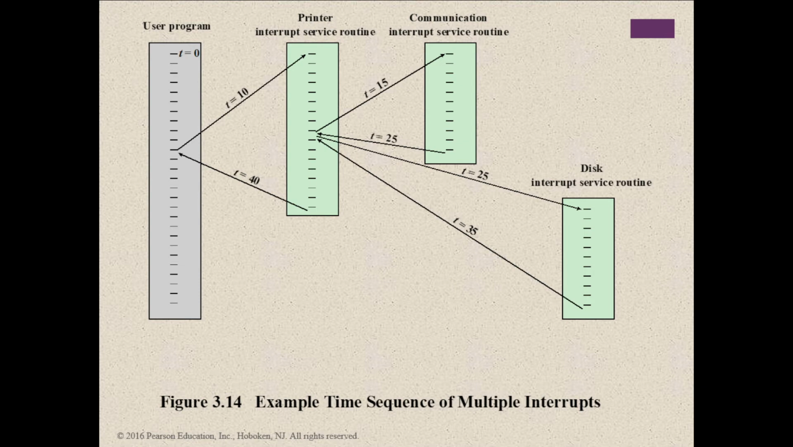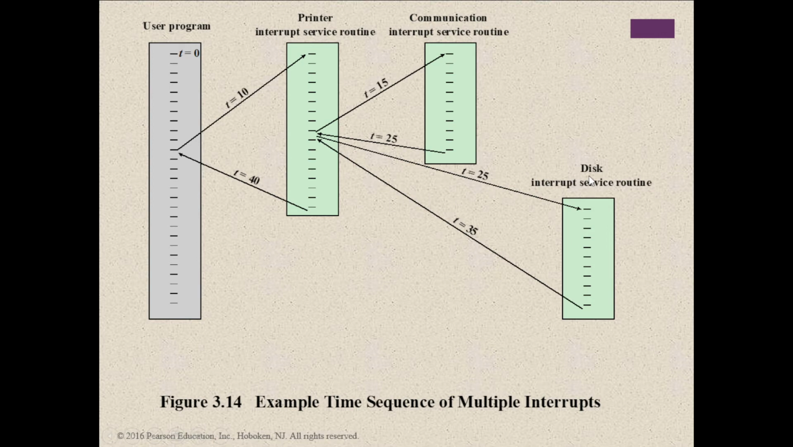Then while this routine is executing, a disk interrupt occurs at time 20. This is already T15, but it finishes at T25, and the disk interrupt occurs at T20. Since the disk has a lower priority, what happens?